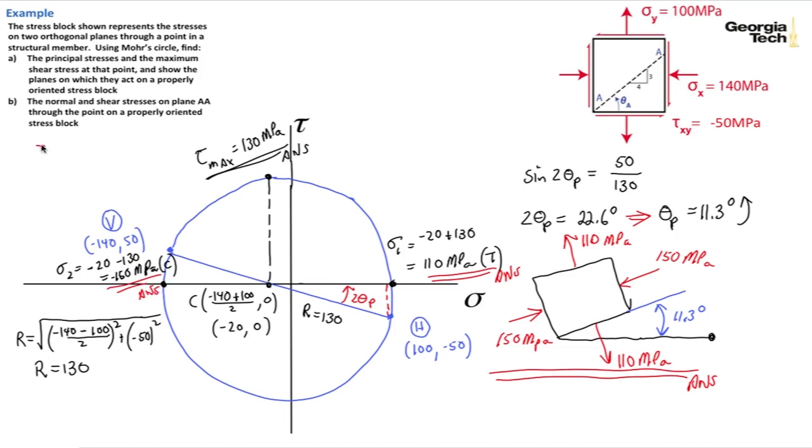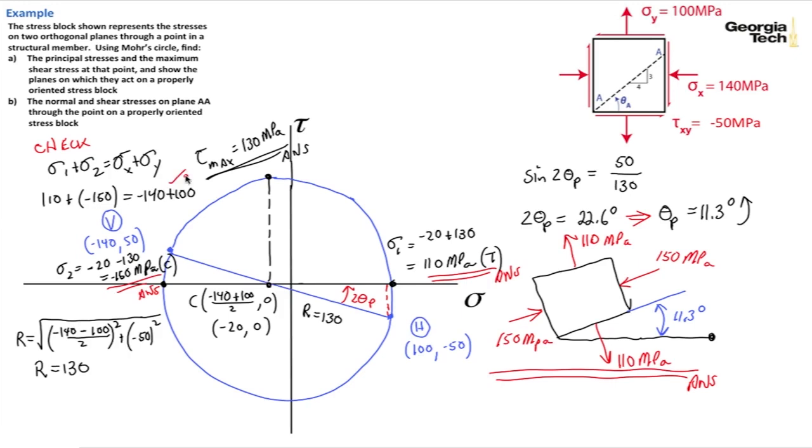And just as a quick check, remember the stress invariant formula. The stress invariant formula said that sigma 1 plus sigma 2 equals sigma x plus sigma y. That means that the sum of two orthogonal normal stresses has to be constant all the way around the stress block. And so we have here sigma 1 is 110 plus sigma 2, which is minus 150. And does that equal sigma x plus sigma y? Well, sigma x is minus 140, and then we have a plus 100. So we have minus 40 on the left side, minus 40 on the right side, and we're good to go.